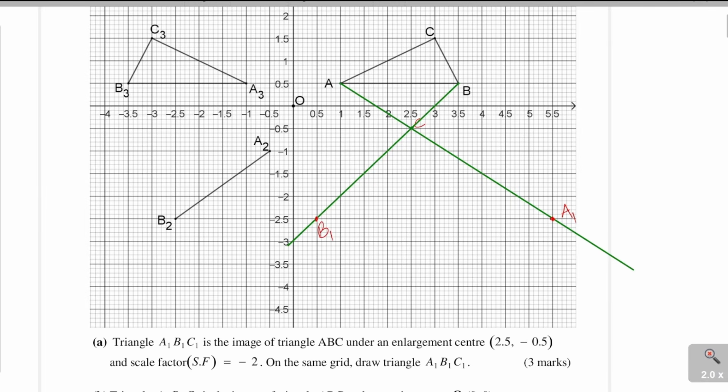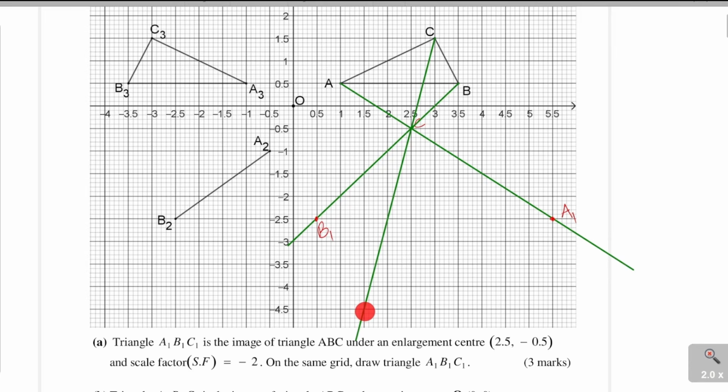Then for C, do the same. Join C to the center of enlargement using a ruler and a straight line, like that. And then take the distance from C to the center. How many squares are these? 1, 2, 3, 4. So from C, twice that distance will be 8 squares. So 1, 2, 3, 4, 5, 6, 7, 8.